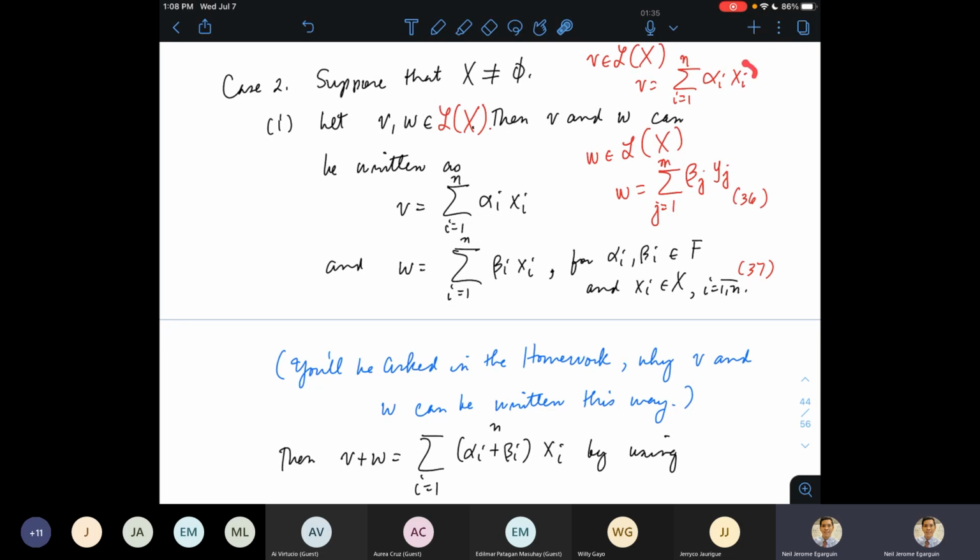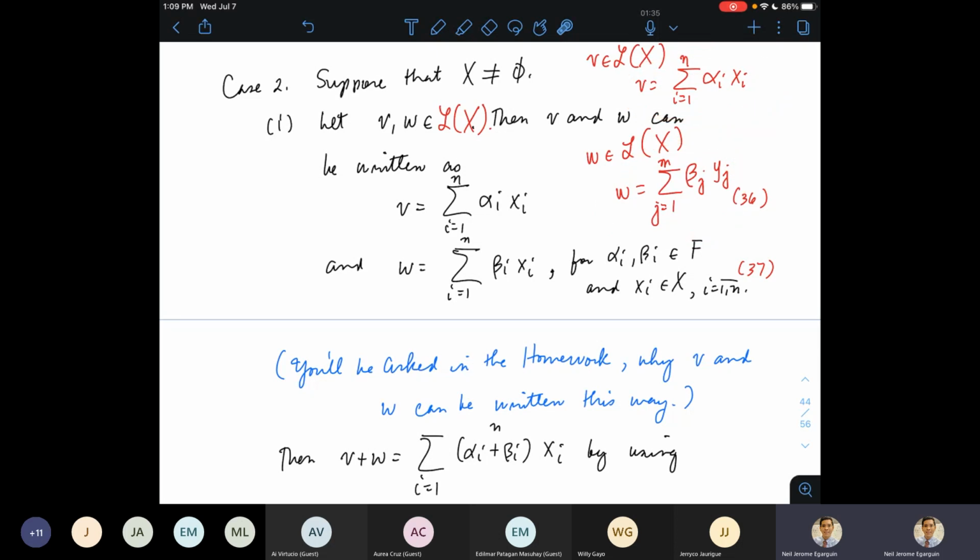Kasi again, si V masusulat kong ganito. Si W masusulat kong ganito. And that's all the definition of curly L of X requires. All right? But yet, I am claiming in 36 and 37 that I can write V and W using the same X sub 1 until X sub N. Where in fact, the only thing guaranteed by the definition of curly L is that these two representations might not be related to each other at all.